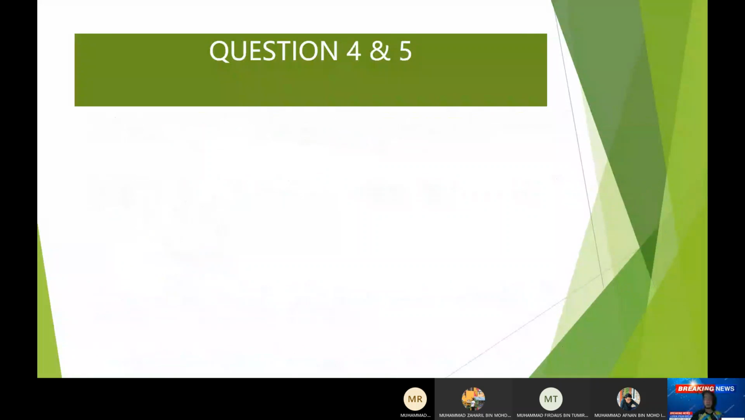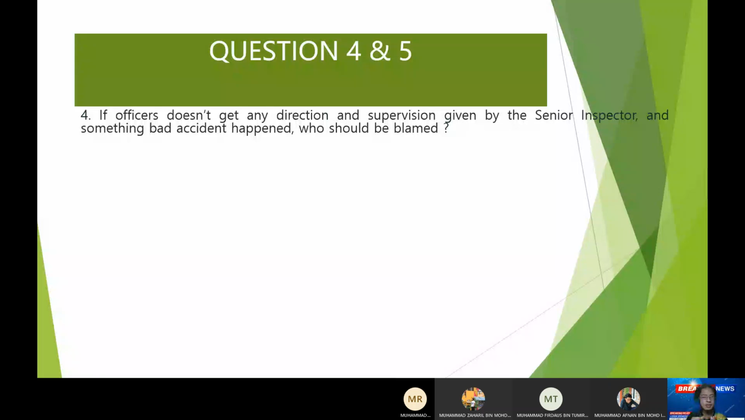Question 4 and 5 are based on KBAT. If officers don't get any direction and supervision given by the senior inspector and something bad happens, who should be blamed in this situation? You choose between the chief inspector, senior inspector, the inspector, or the officer. Who should be blamed in the organization? Or what will happen if we blame him or her?